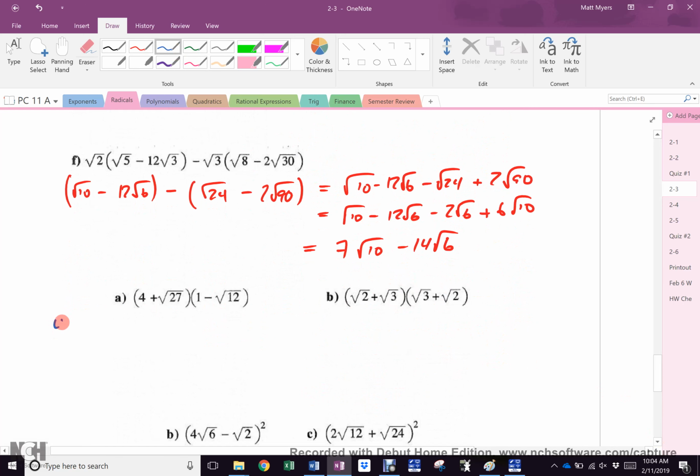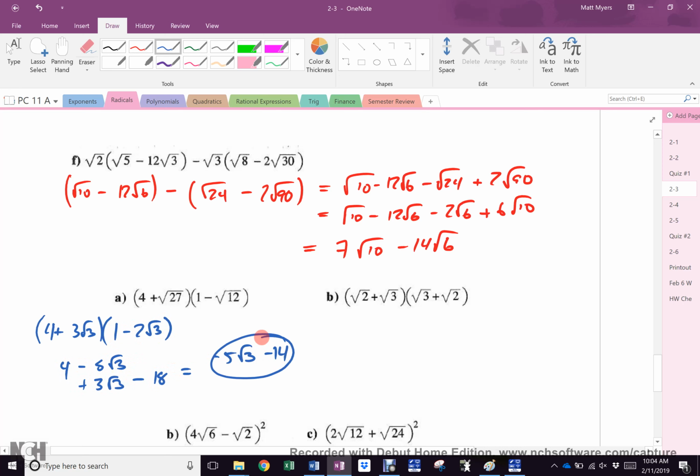That is 4. Oh, simplify first. 4 plus 3 root 3 times 1 minus 2 root 3. 4 minus 8 root 3 plus 3 root 3 minus 18, which gets you negative 5 root 3 minus 14, or of course negative 14 minus 5 root 3.